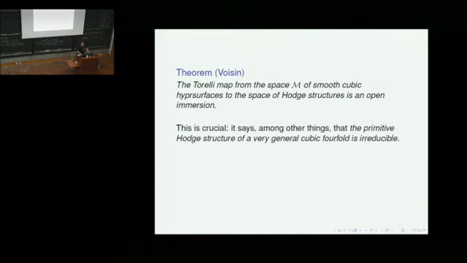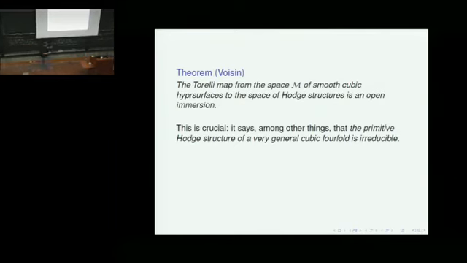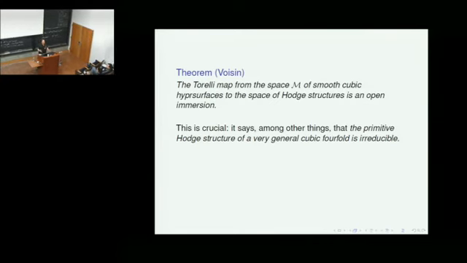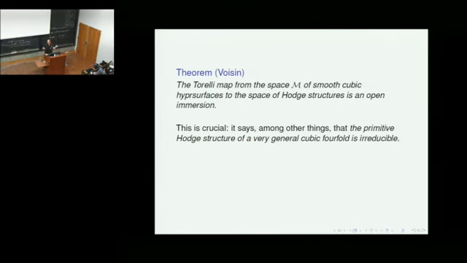Now, I want to just focus on that last statement. If I look at all possible Hodge structures, at least an open subset of them do occur. What that means, among other things, is that on a very general cubic fourfold, the Hodge structure is irreducible. It's not a direct sum of smaller Hodge structures.